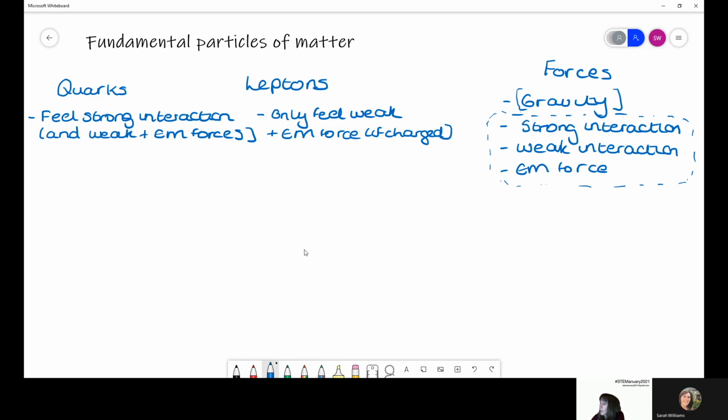So I'm just going to draw an arrow in my box on the right-hand side to note that we understand that the three forces that we're worried about here, so the strong, the weak, and the electromagnetic interaction, are mediated by the exchange of what we call gauge bosons.